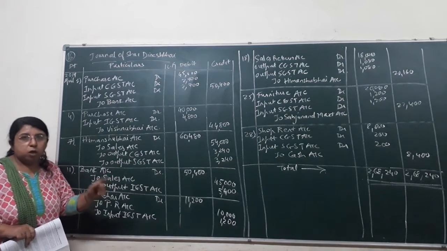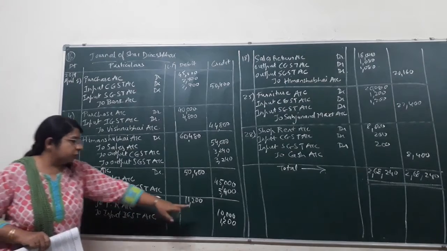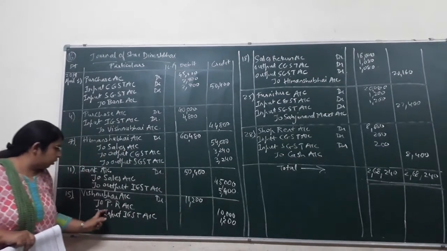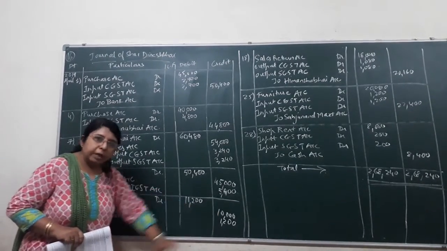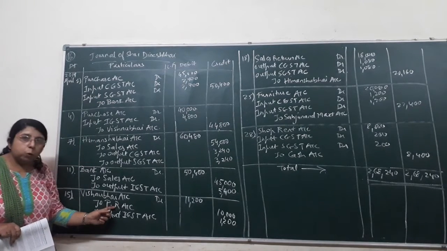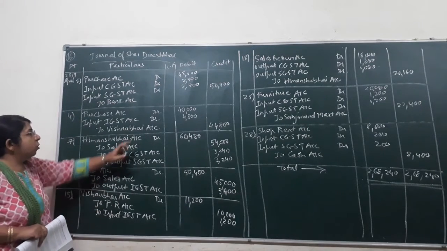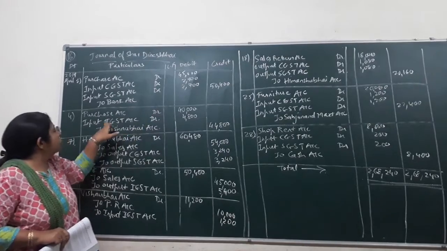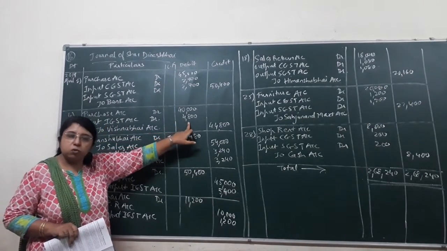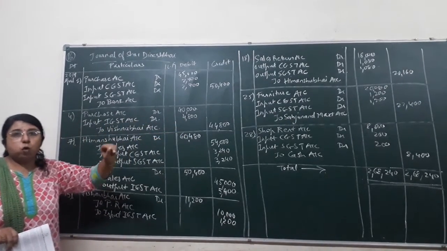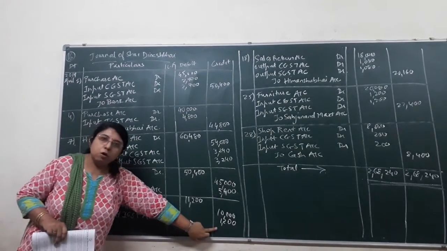40,000, 1/4. 1/4 of 40,000 will come to 10,000. To purchase return account credit, that is 10,000. Now we have to count the proportionate rate of GST also. See over here we have counted the input IGST of 4,800. 1/4 of 4,800 will come to 1,200.